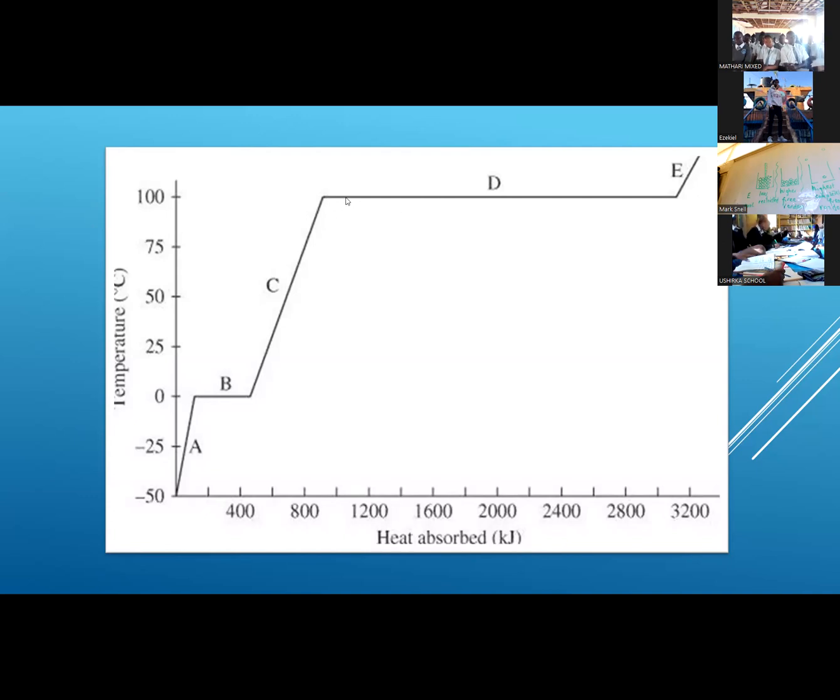Okay? So this sort of graph is something we need to draw. We need to be able to draw this. And at A, I have my first picture, which was the solid. At C, I have the liquid. And at E, I have the gas. But at B and D, I have the mixture of the different phases.